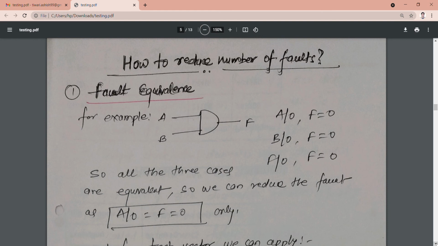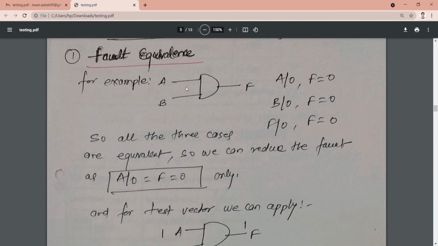Let us see this example. This is the 2 input AND gate. This is the F. We want to see the stuck at 0 at A. If there is a fault at input A, F will always be 0. If B is stuck at 0, then also F will always be 0. And if F is stuck at 0, then also F will always be 0. These three cases are equivalent, is it not?